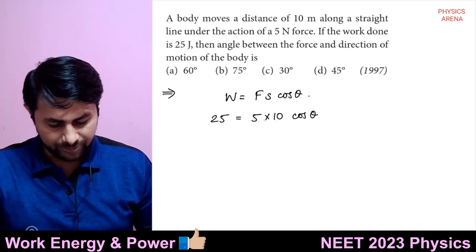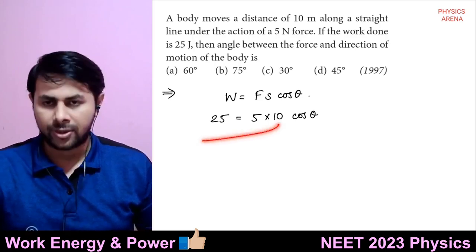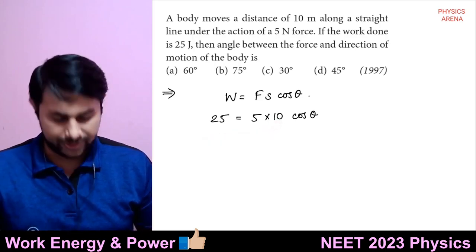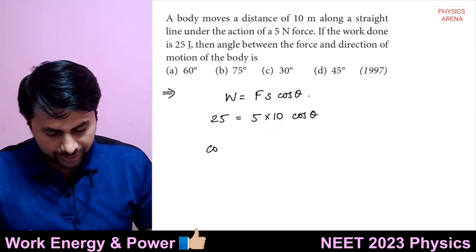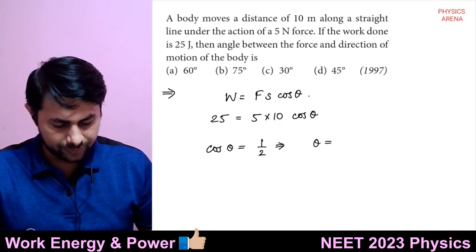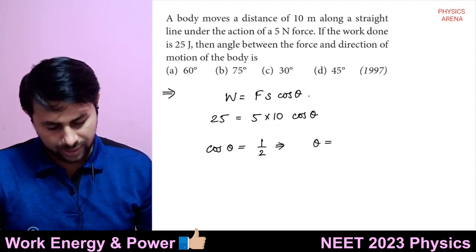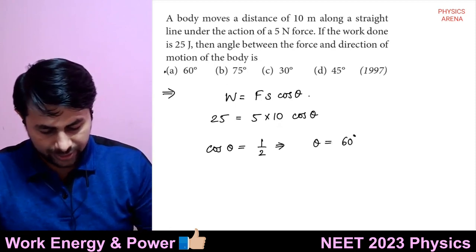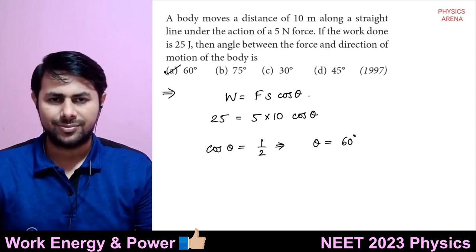So 5 times 10 is 50. Take that 50 on the left side. So 25 upon 50 is 1 by 2. Cos theta equals 1 by 2. So what is the angle? 60 degrees. Right. So this is also a simple problem.